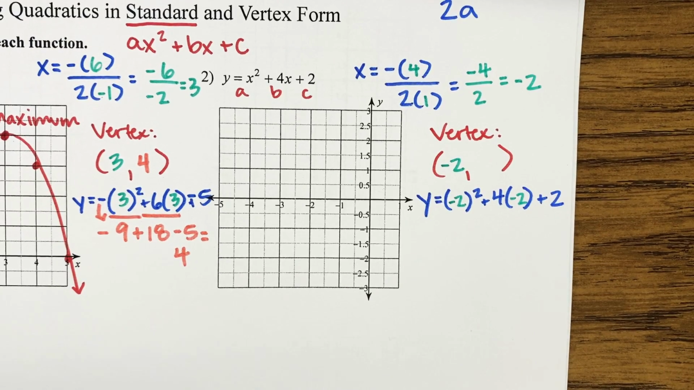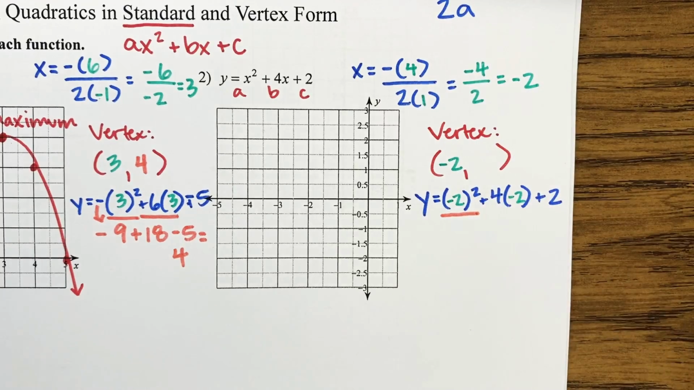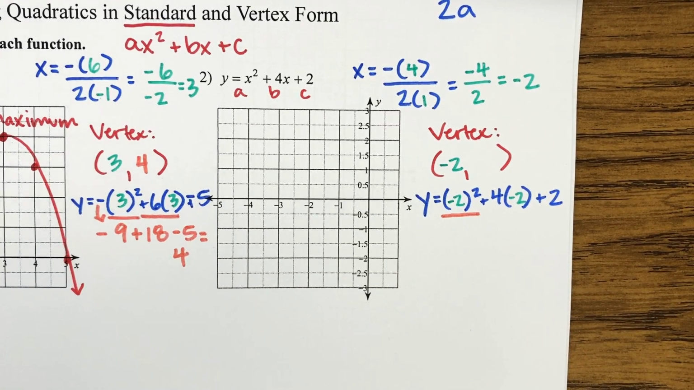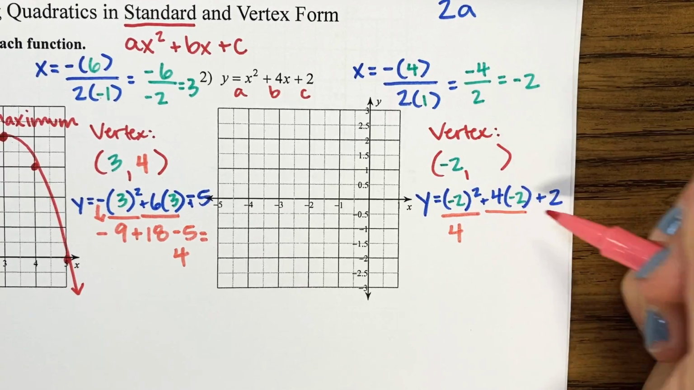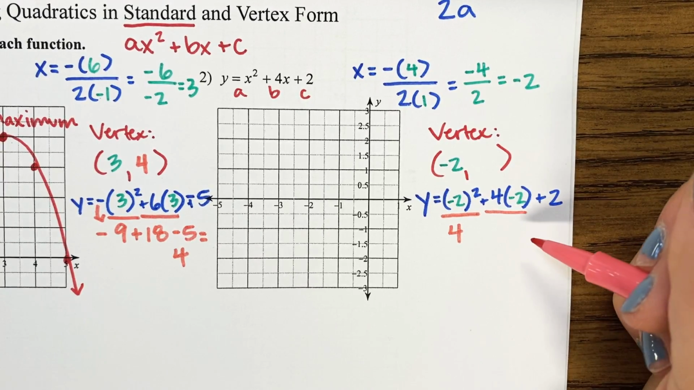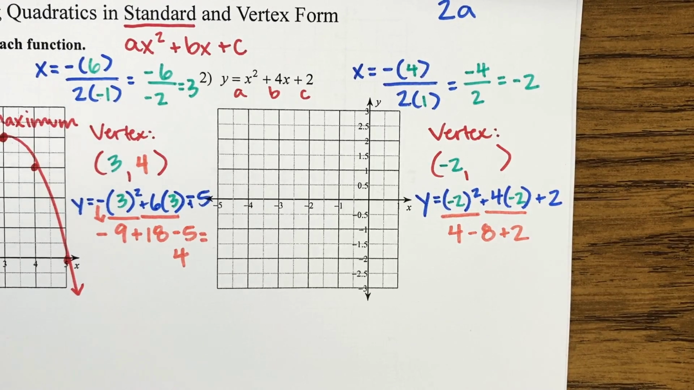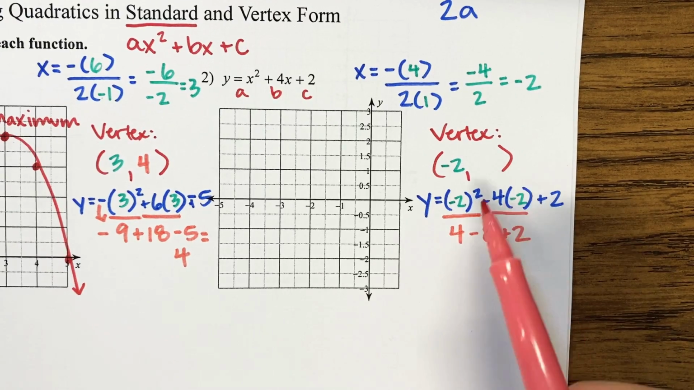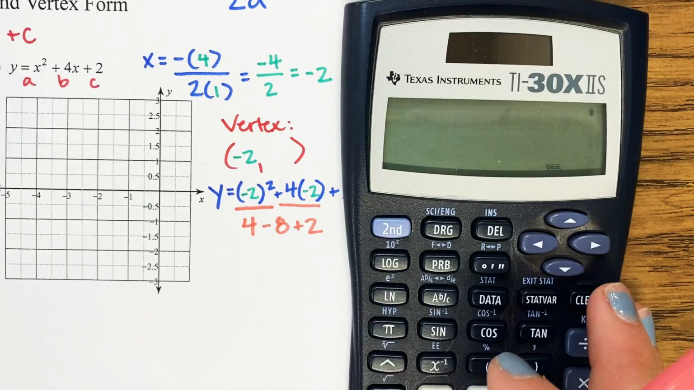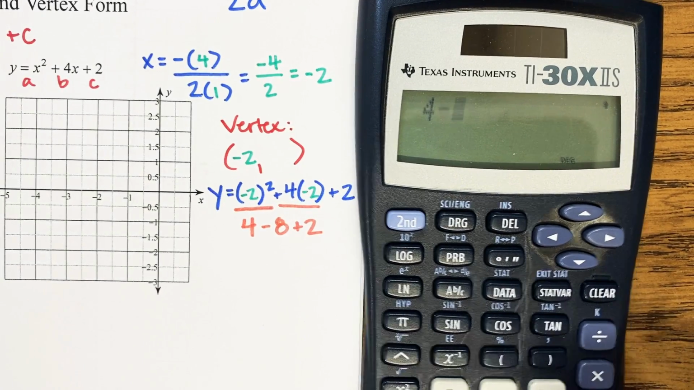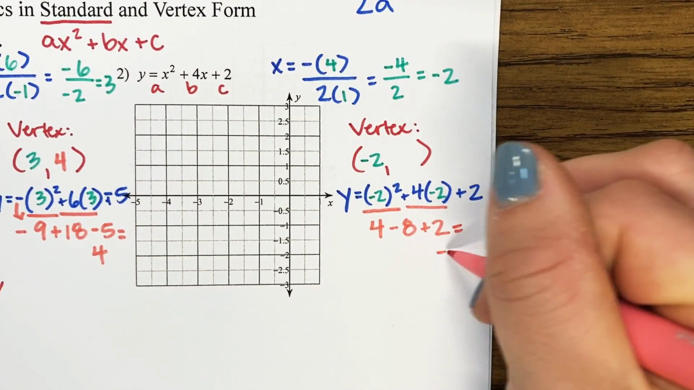Now I can go ahead and solve. What is negative 2 times negative 2, or negative 2 squared? We get positive 4. What is 4 times negative 2? We get negative 8, and plus 2 on the end. Remember, we have to multiply and do exponents before we can add. Now I can just plug it into my calculator. 4 minus 8 plus 2 equals negative 2.